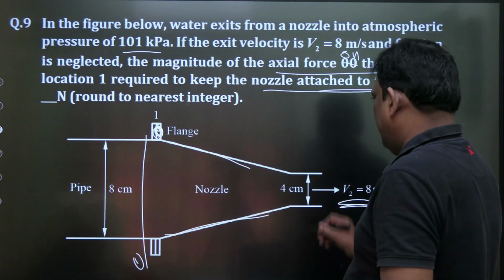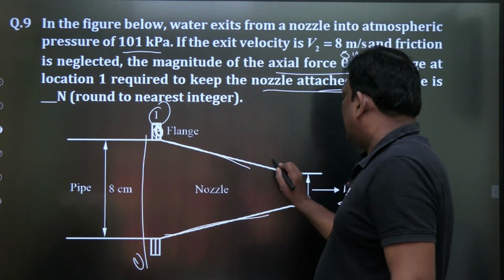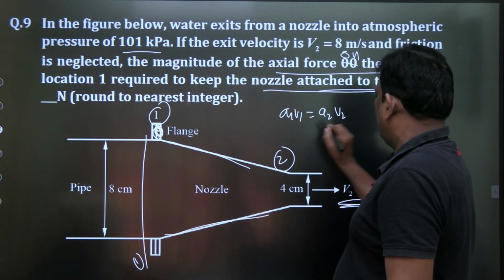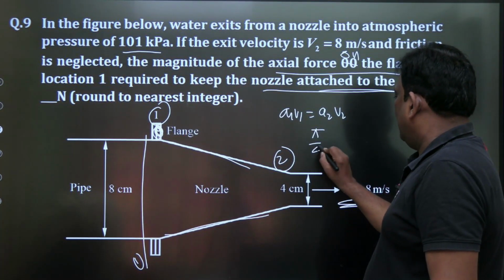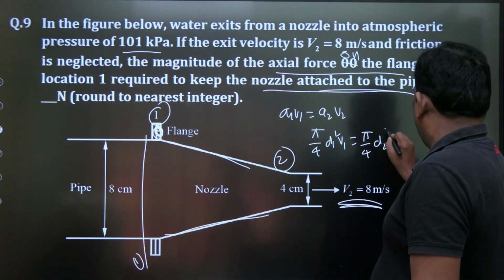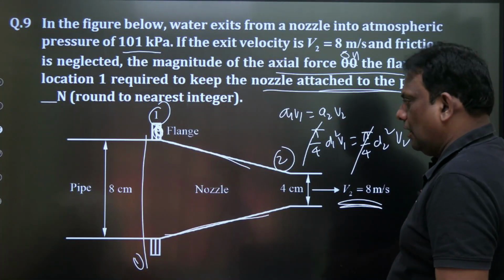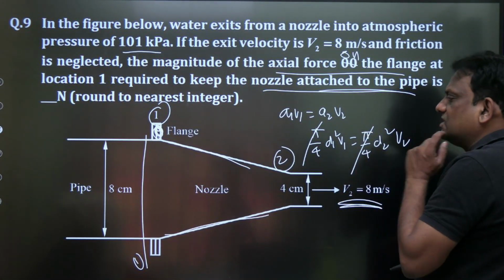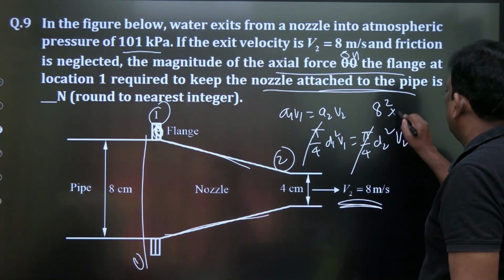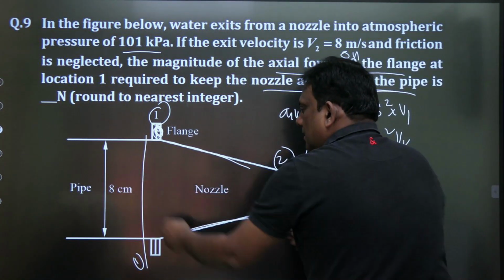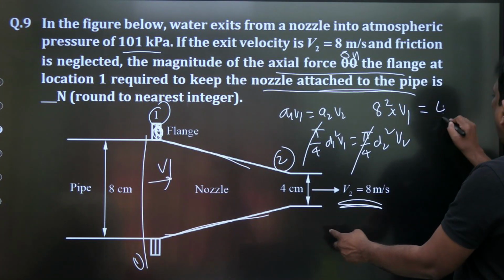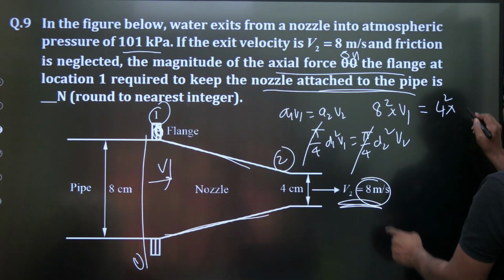Let us do it neatly. Let this be 1 and let this be 2. I will write A1 V1 is equal to A2 V2. What is A1? Pi by 4 D1 square V1 is equal to pi by 4 D2 square V2. Pi by 4 is gone. D1 square V1 is equal to D2 square V2. What is the diameter? 8 square into V1. I am calculating velocity here. How much is this diameter? 4. 4 square into V2. Already V2 is given as 8.